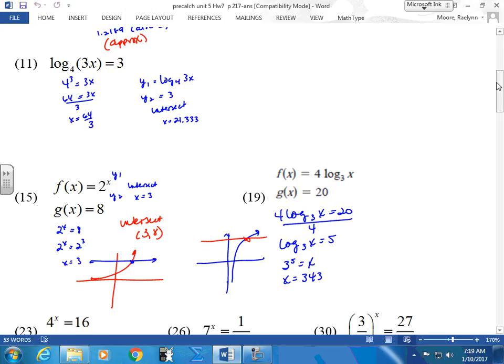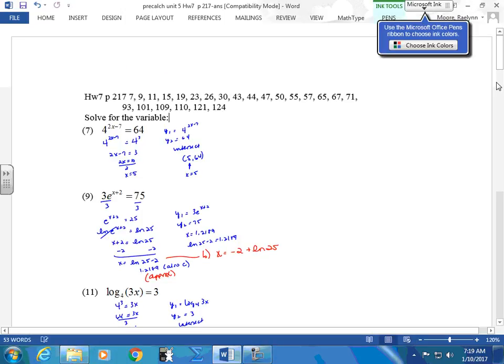Okay. This one, you have logs on one side. You cannot cancel them out. You cannot put a log on the other side. So this is where you use log equals exponent.